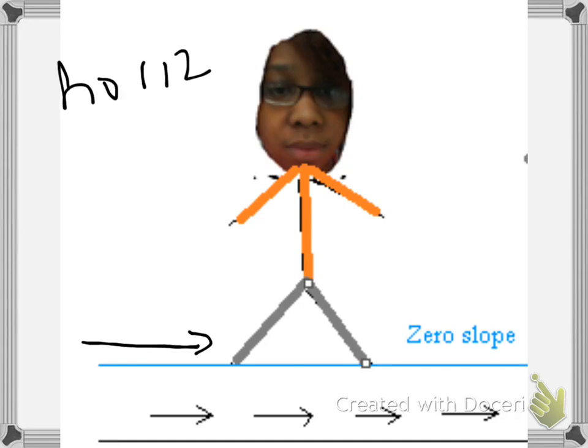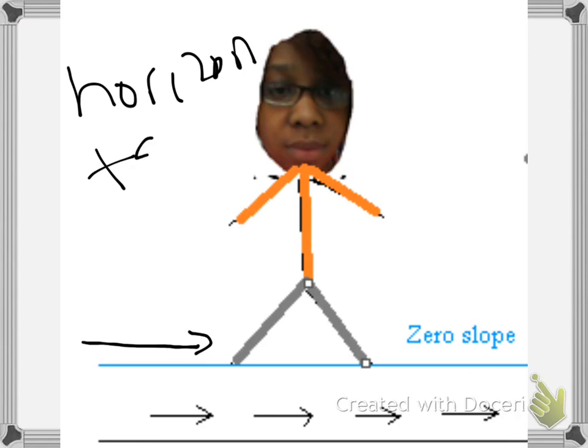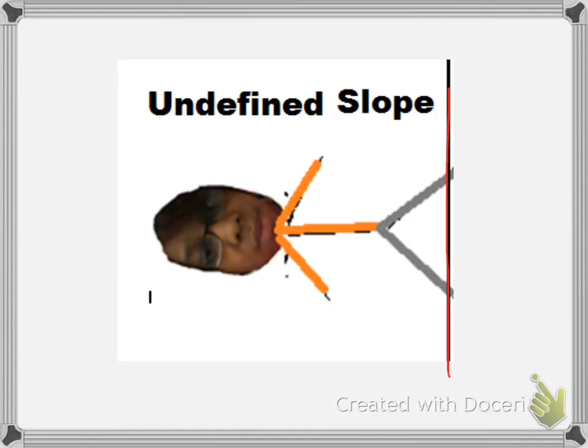So all horizontal lines, I spelled that wrong. Back up. Horizontal lines have a slope of 0. And then we have an undefined slope, which means that it's a vertical line, which doesn't make sense. Because look here, Ms. Dawkins is walking on the wall. Not possible. So it's undefined, which is a vertical line.